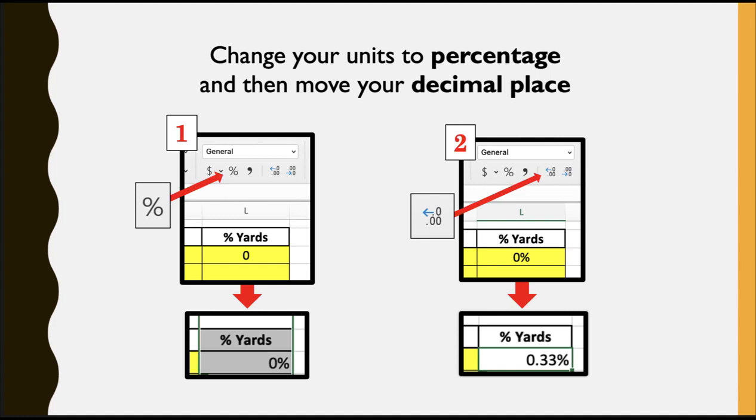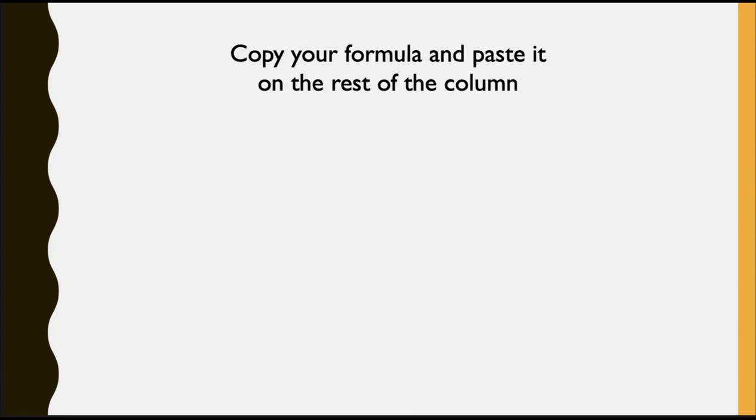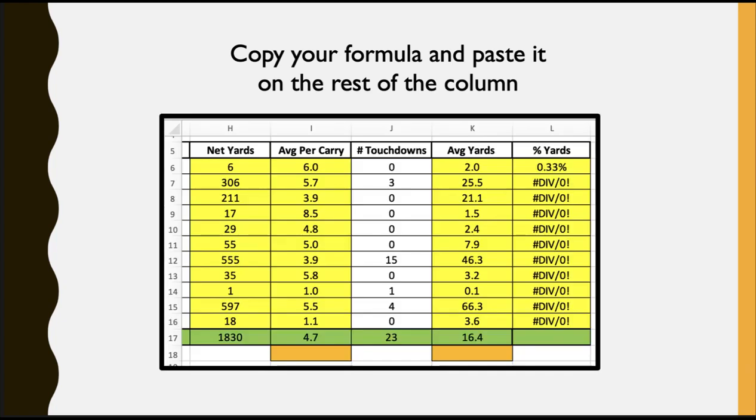So Anderson's contribution to the team was very small. He was 0.33% of the total net yards for the team. Copy that formula and paste it down the rest of your column. It will look like this.